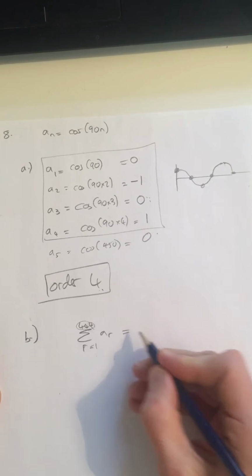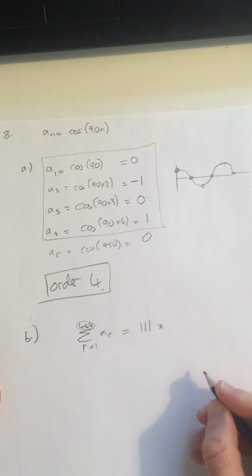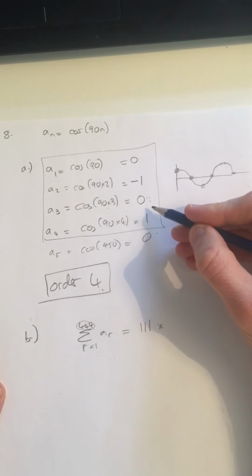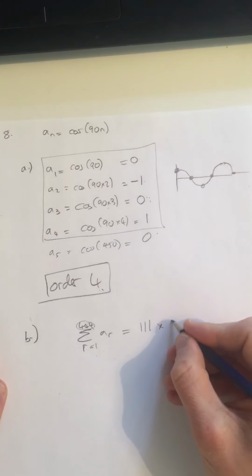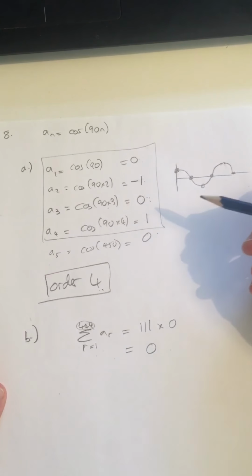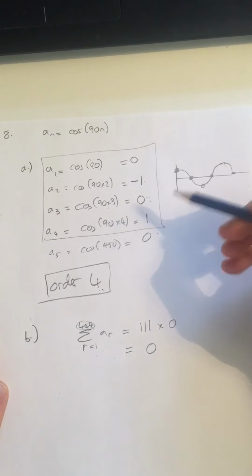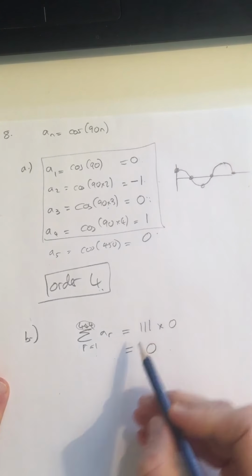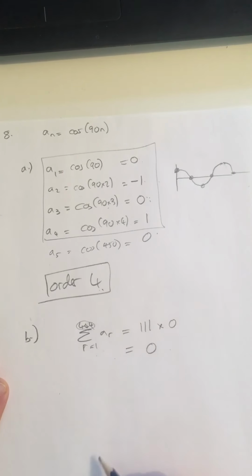So I could just say I'm going to have 111 lots of whatever the sum here is. The sum here is actually 0. So if the first 4 terms add up to 0, then the second 4 terms will add up to 0, and then the next 4 terms will add up to 0, and so on and so on and so on. So in fact, all 444 terms will just add up to 0.